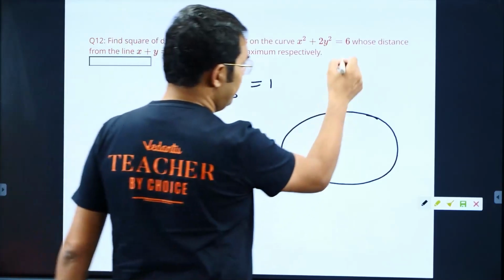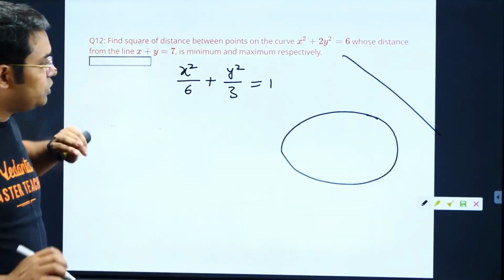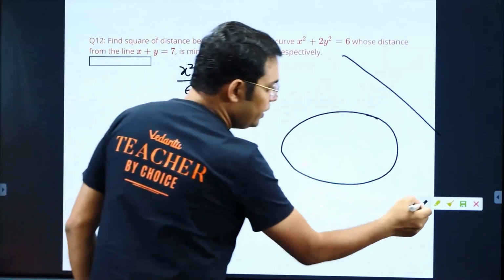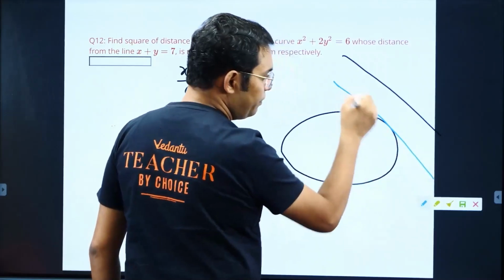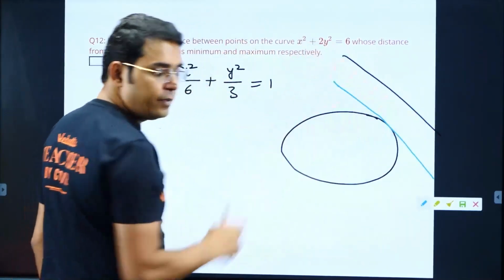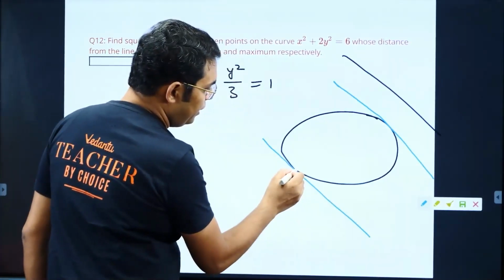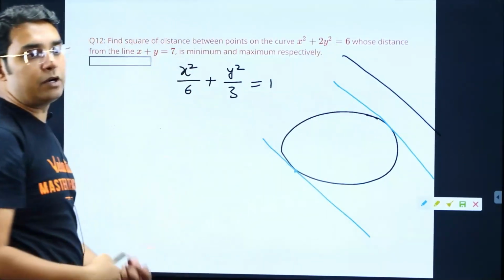Now this line is somewhere here, x plus y equal to 6, you can check. Now the point which is nearest to this line and lying on the ellipse should be the point where the tangent will be parallel to this line, and the farthest point will be the point where the tangent will again be parallel to this line, but it will be lying on the other part of the ellipse.